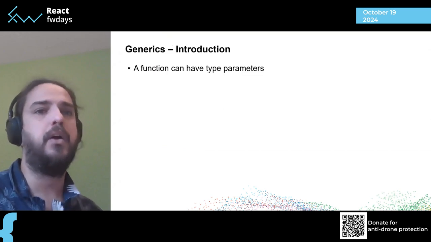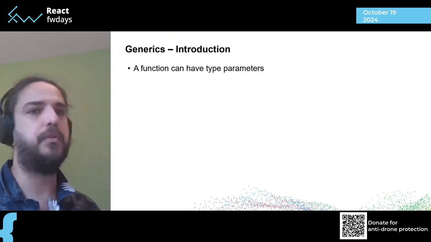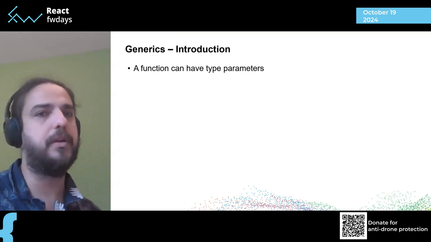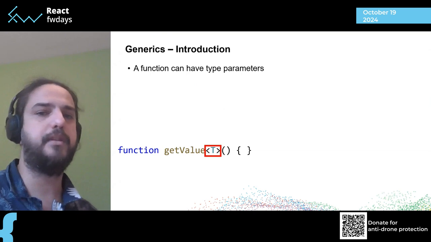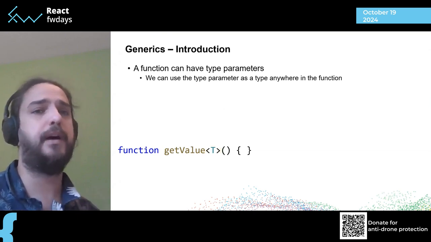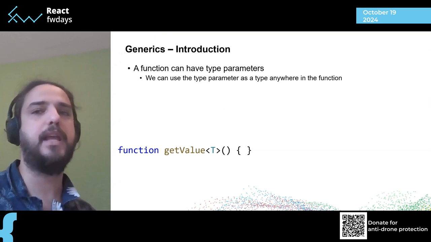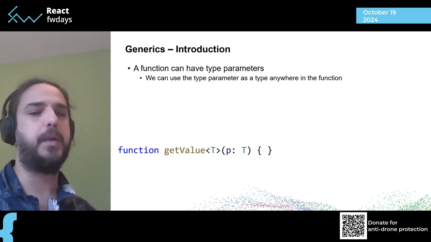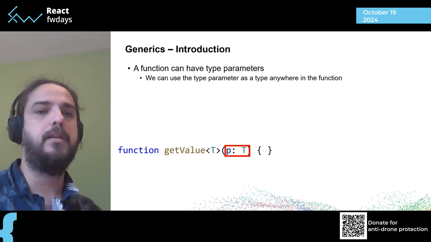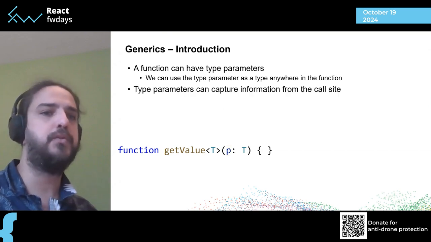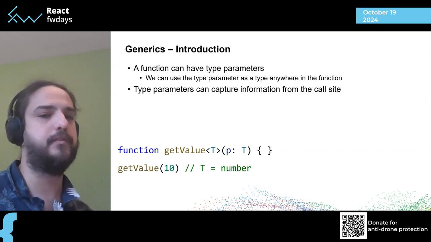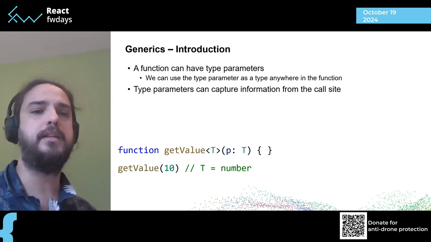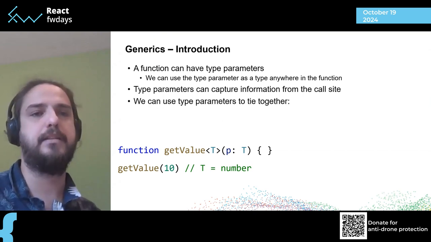using generics, right? Generics can be either type generics or function generics. We're going to talk about generic functions right now. A function can have type parameters. They're introduced with angle brackets right after the function name, and once you've defined that type parameter, you can use it anywhere inside the function. For example, we can use it as the parameter type here. Now, generics are usually useful for capturing information from the call side. So, for example, when I call this function with a number, then T is going to be inferred as number.